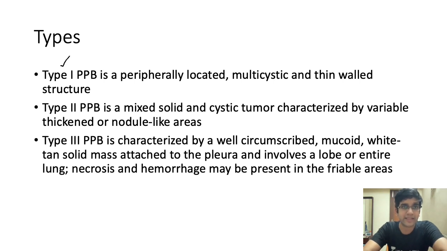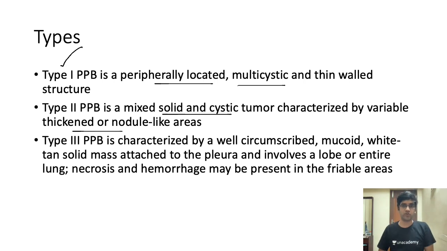It is said that type 1 is a peripherally located, multicystic, thin wall pleuropulmonary blastoma. Type 2 has a mixed solid and cystic architecture with variable size nodules. Right? I'm just saying from type 1 to 3, the solid nature increases and the cystic nature decreases. Fine. Type 3 is a tumor per se. It's a well circumscribed tumor. Mucoid appearance is not always the finding here.